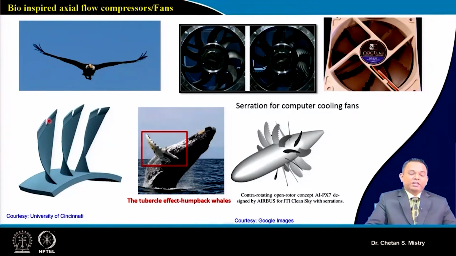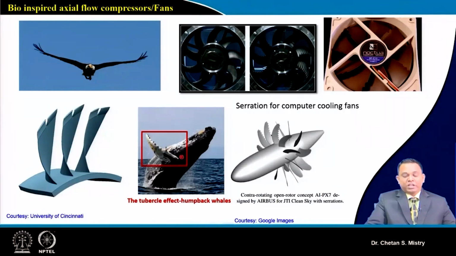They have split this blade into two halves, and by doing so they are able to improve the performance in terms of operating range. Basically, how we manage our flow in the tip region is very important.